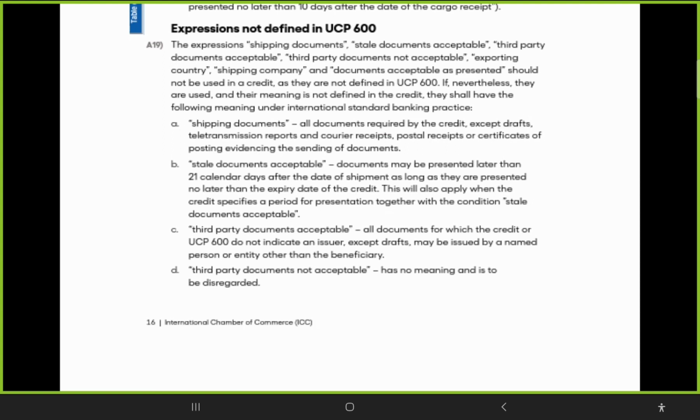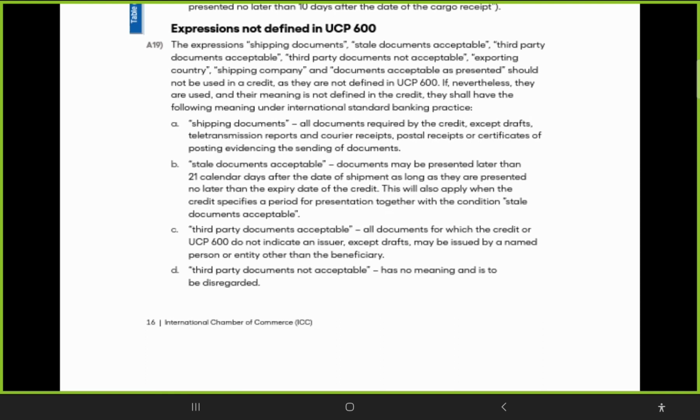So shipping documents mean all documents required by the credit except draft, teletransmission reports, and courier receipts, postal receipts, or certificates of posting evidencing the sending of documents. So shipping documents can include all the commercial documents, but it cannot include the financial document. Draft is an exception. And one more document is an exception. Yesterday we saw this document, that is courier receipt or postal receipt, certificate of posting, evidencing the sending of documents instead of goods.